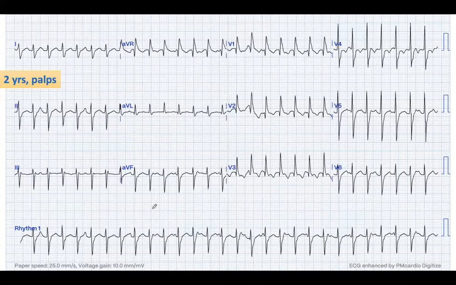I know Dr. Landstrom, Andrew, gave you wide complex tachycardia last week, so I will be quick here. That's a 2 year old patient, not mine, but I was consulted on. A 2 year old patient with palpitations and this ECG. So really quick, how can you describe that ECG? I don't want a diagnosis, I just want a description of the ECG.